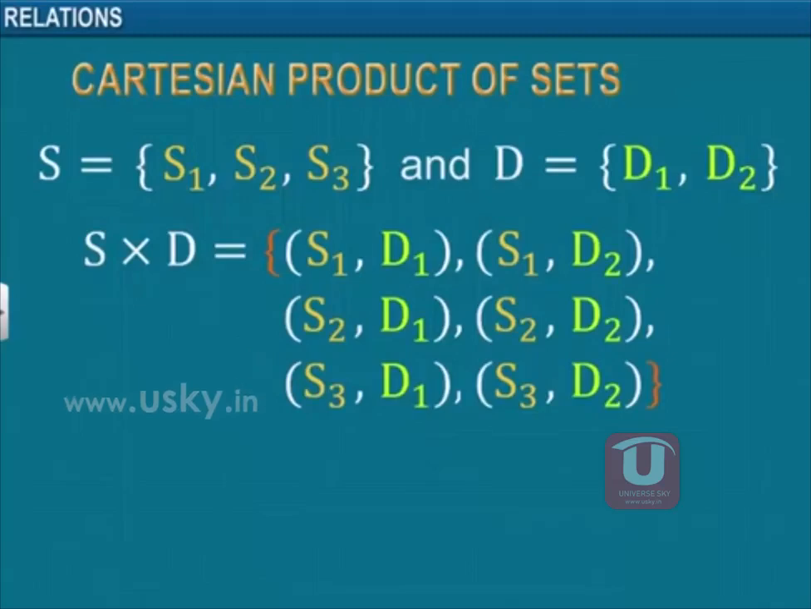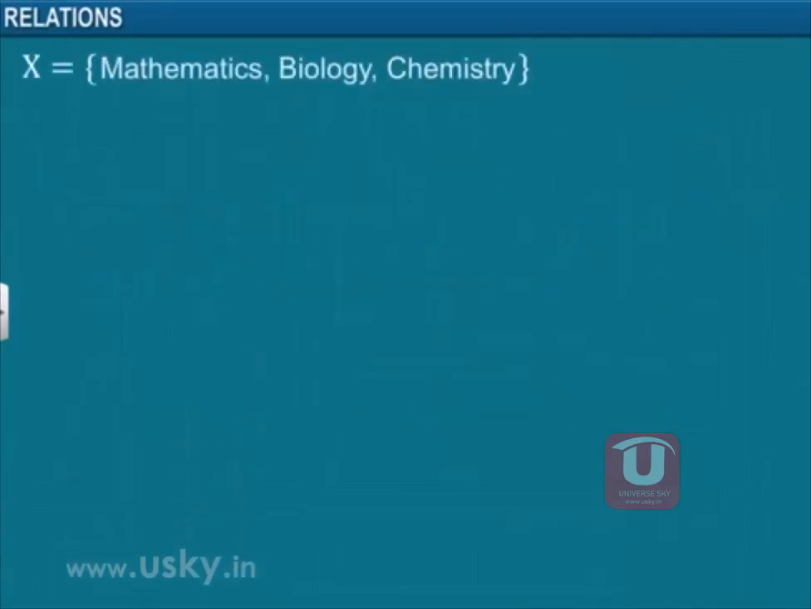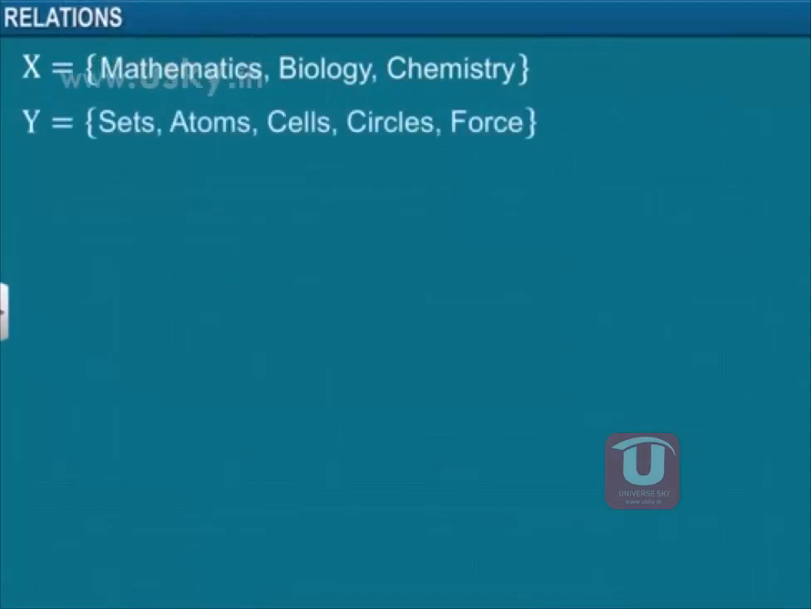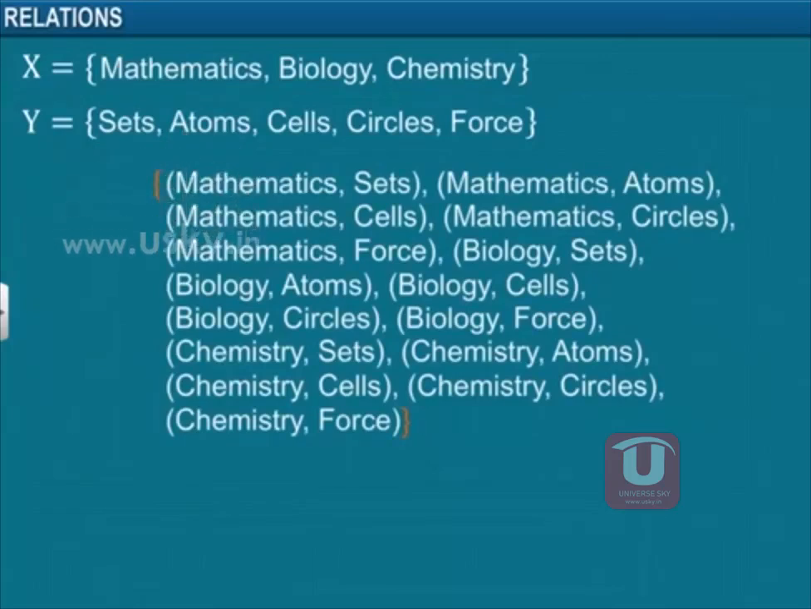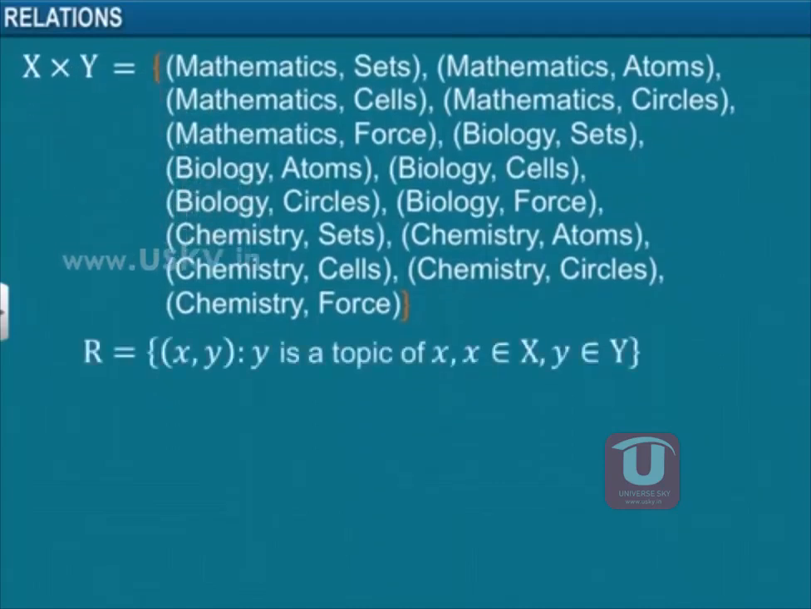Let X denote the set of collection of different subjects and Y denote the set of collection of topics. The possible combinations of the subjects and the topics are the set of ordered pairs that can be obtained by the Cartesian product of sets X and Y. The total number of such possible ordered pairs is 15. Let us now introduce a relation between the first and the second elements of the ordered pair such that the second element is a topic of the first element. That is, all ordered pairs (x, y) such that y is a topic of x, where x belongs to set X and y belongs to set Y. This is the set builder representation of the relation R.